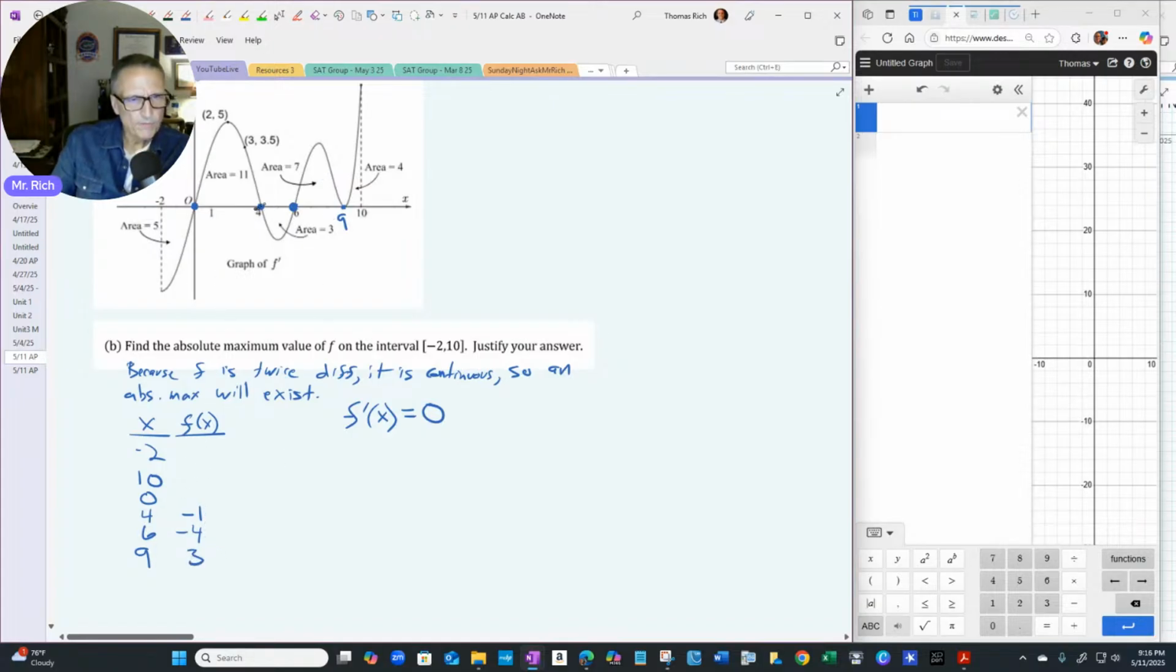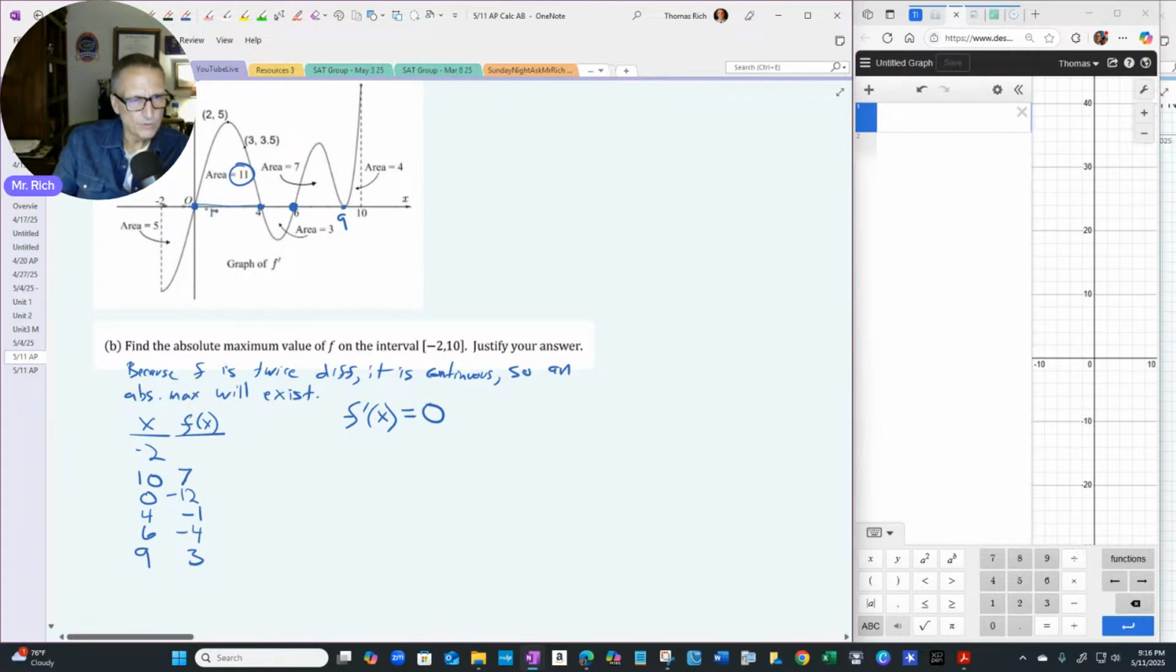If we go from 4 back to 0, that's 11, but since we're integrating backwards here, then we have to take that away. So that's going to be a -12 right here. Okay. Oh, and if we want to get to 10, we have to go from this 3, from f of 9, which was 3, and we have to add that area 4. So that's going to give me 7.